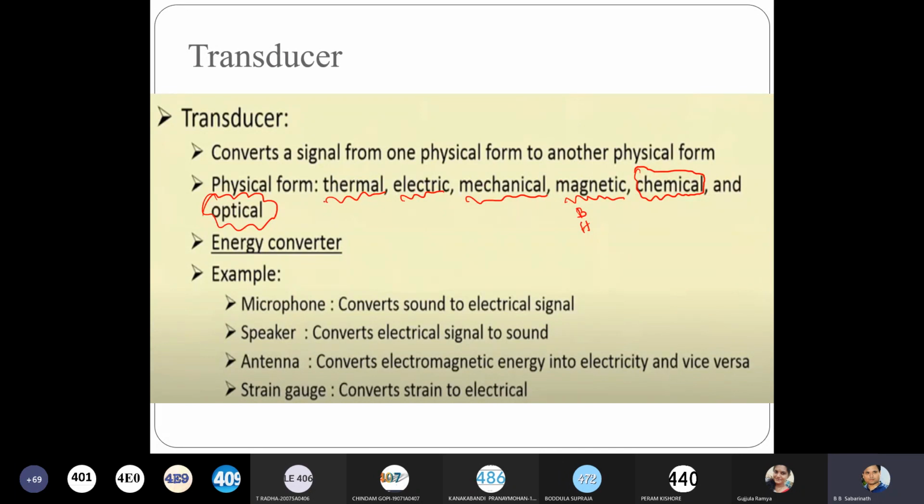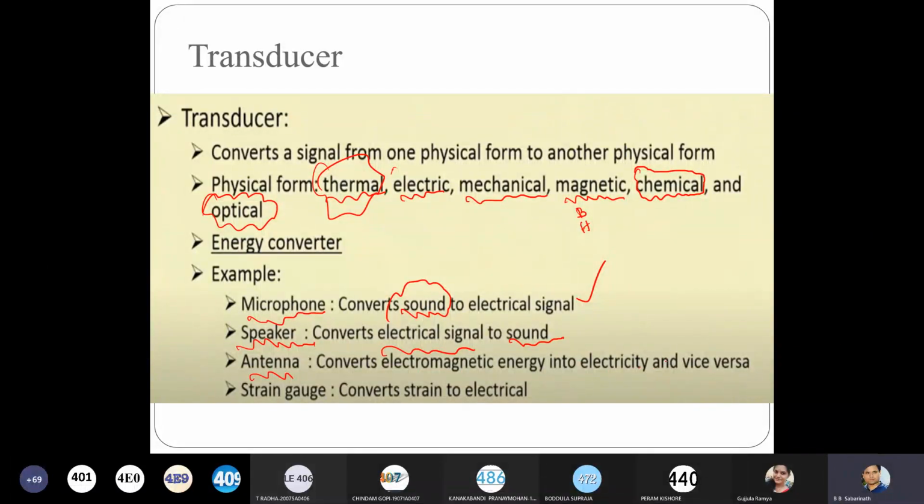In the case of IoT, we convert all these physical forms to electrical signals: thermal to electrical, electrical to electrical, mechanical to electrical, that is voltage, magnetic to electrical, chemical to electrical. You see this microphone. A microphone is a transducer which converts sound, an acoustic signal, to an electrical signal. And a speaker is a transducer which converts an electrical signal to sound, an acoustic signal.